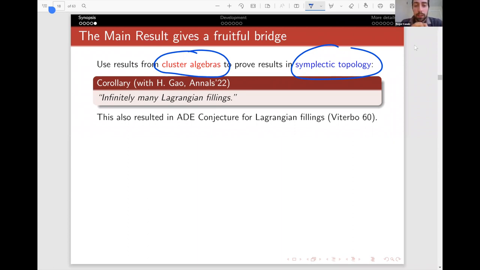The first result that I was particularly happy about was the fact that in symplectic topology, you can ask the question: if I give you a Legendrian knot, just in R3, how many Lagrangian fillings are there up to Hamiltonian isotopy? So before that article in '22, the answer was finite in all examples we know, and otherwise we don't know.